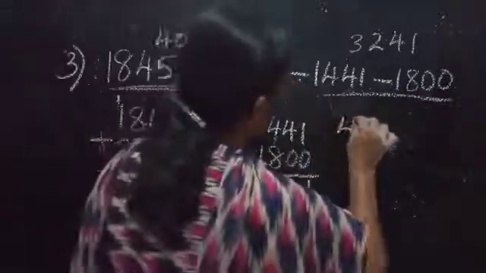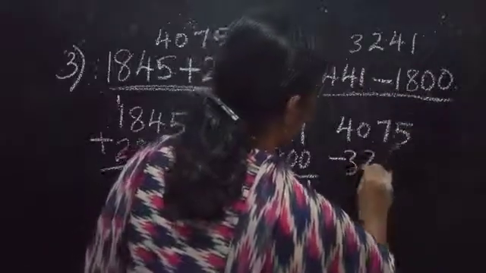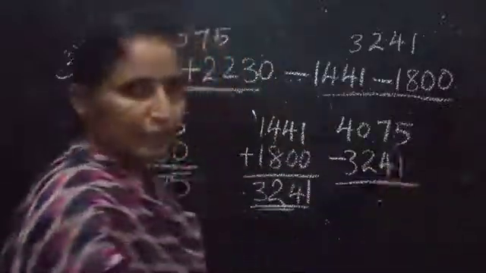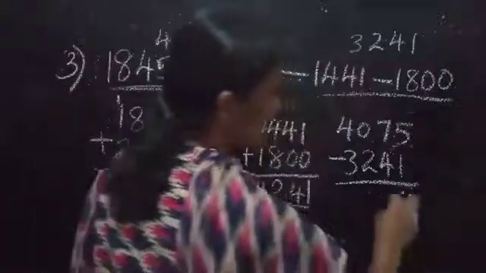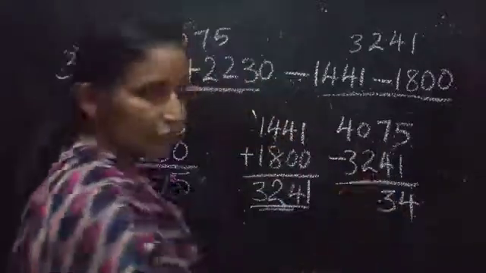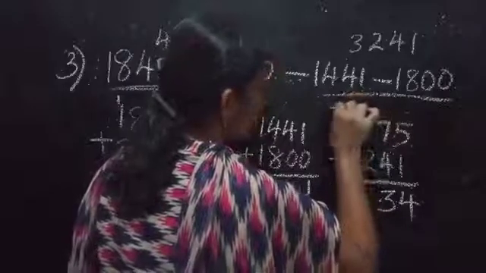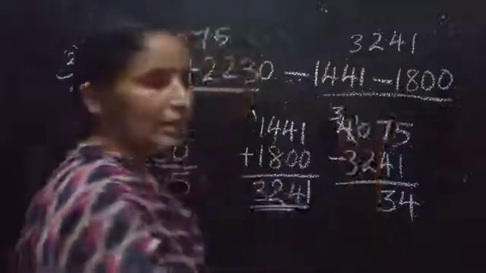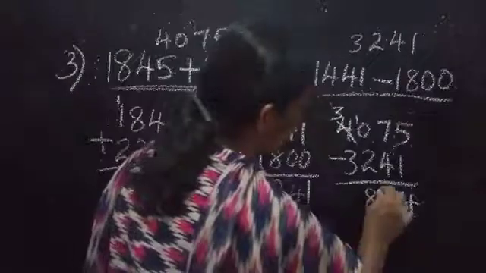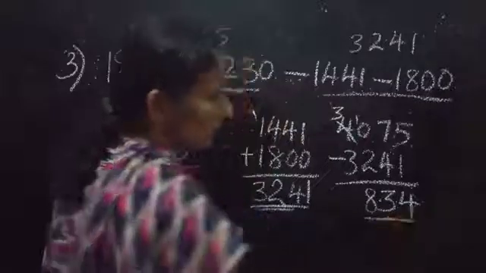So, we have to write 4,075 minus 3,241. Okay? 5 minus 1, 4. 7 minus 4, 3. 0 minus 2, can you do? No. Borrow from 4,000. Make it 3,000. Here give it 1,000 there. Now it is 10. 10 minus 2 is 8. Now 3 minus 3, 0. So we are getting 834 as the answer.